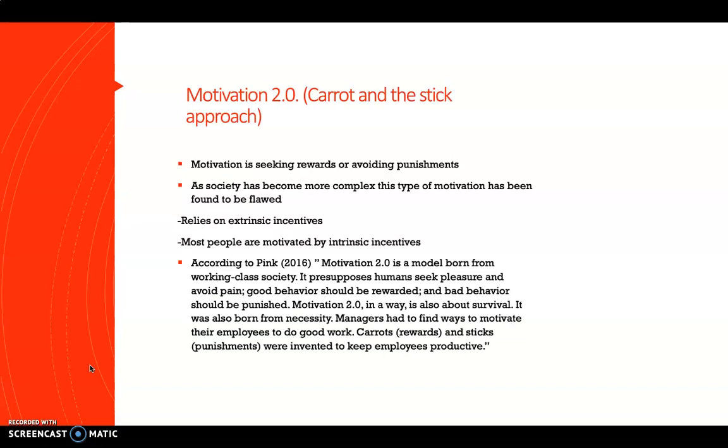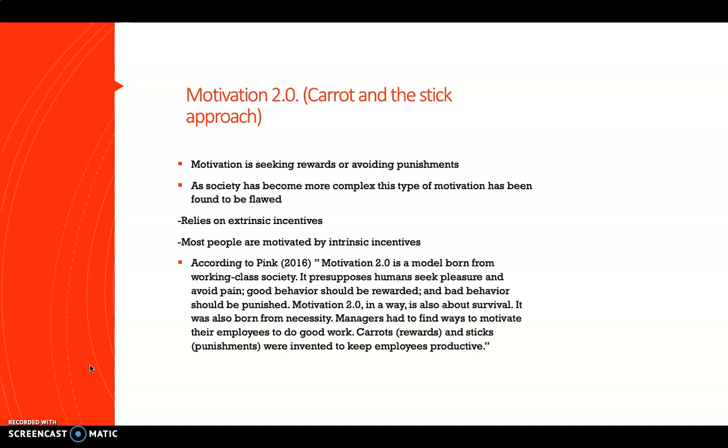The second type of motivation then was the carrot and stick approach. This motivation was to either seek rewards or avoid punishment. As society came along though, we realised that this was more complex, and this type of motivation found its flaws. A lot of people are intrinsically motivated. So, this one unfortunately relies on extrinsic incentives, so if you are intrinsically motivated, this will not affect you at all. According to Pink 2016, Motivation 2.0 is a model born from working class society.